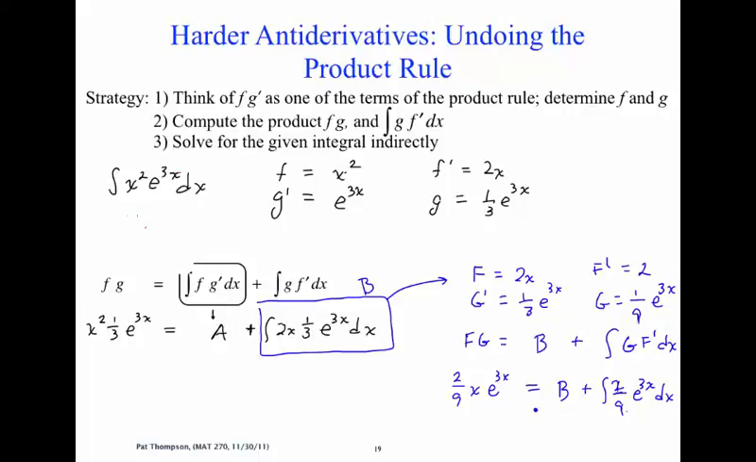Okay, so b then equals this, 2/9 x e to the 3x minus the antiderivative here, which we will just do. So it's going to be 2/9 times the antiderivative of e to the 3x again, 1/3 e to the 3x. So that is b.